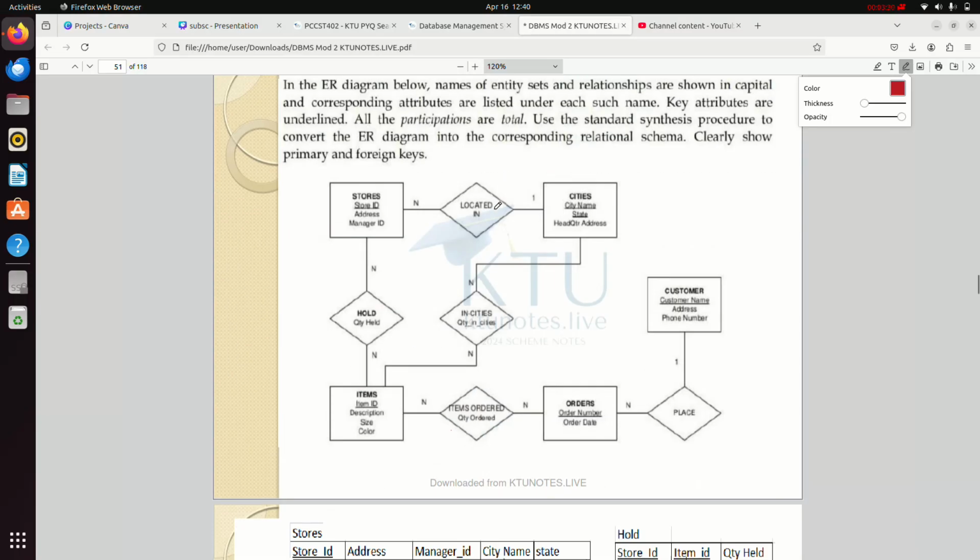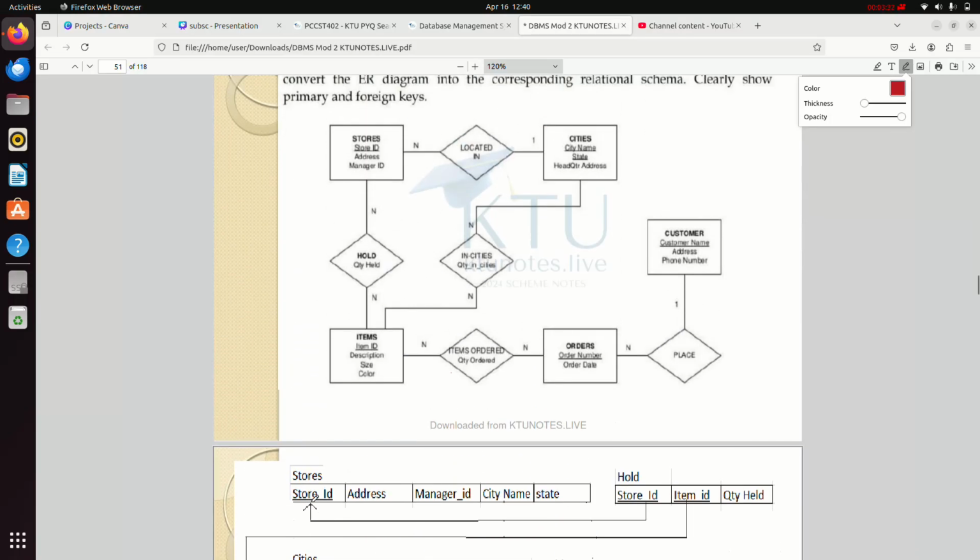That means when I am writing store, I have store ID, address, manager ID, and also the primary key of city, city name and state, also I have to write. These are the primary key in city. Fine. Now, since this is not a many to n relationship, we don't need to write located in as a separate schema. No need. Only in a many to many relationship we need to do that.